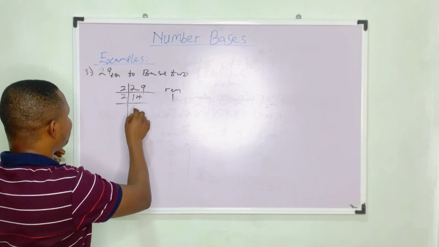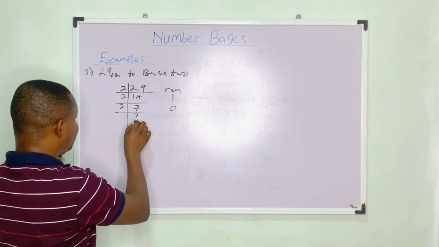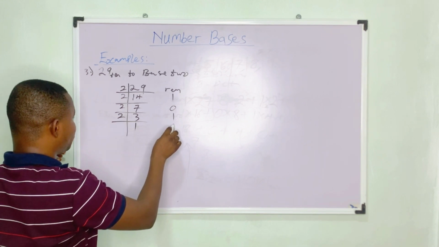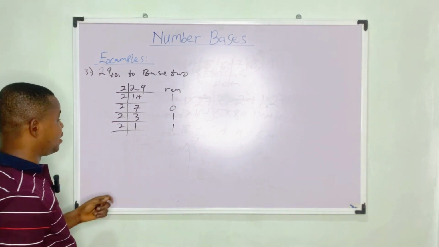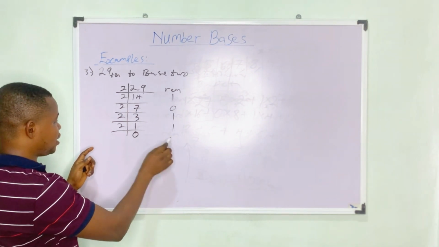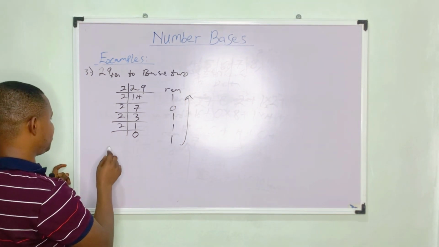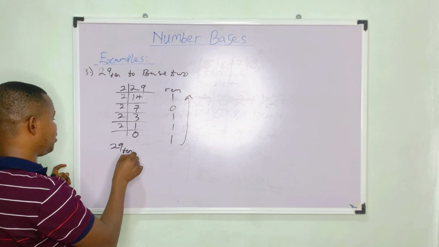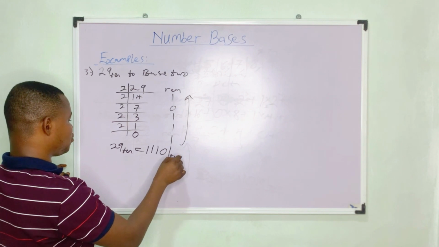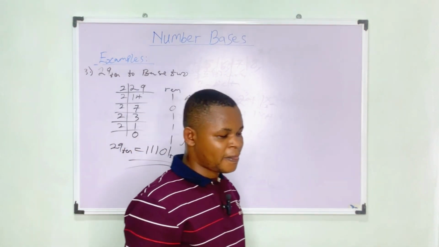And 14 divided by 2 will give us 7, remainder 0. 7 divided by 2 will give us 3, remainder 1. 3 divided by 2 will give us 1, remainder 1. And 1 divided by 2, that is impossible. That means we have 0 and we have remainder of 1. When we read upward, we have 29 in base 10 equals 11101 in base 2. That is as simple as that.